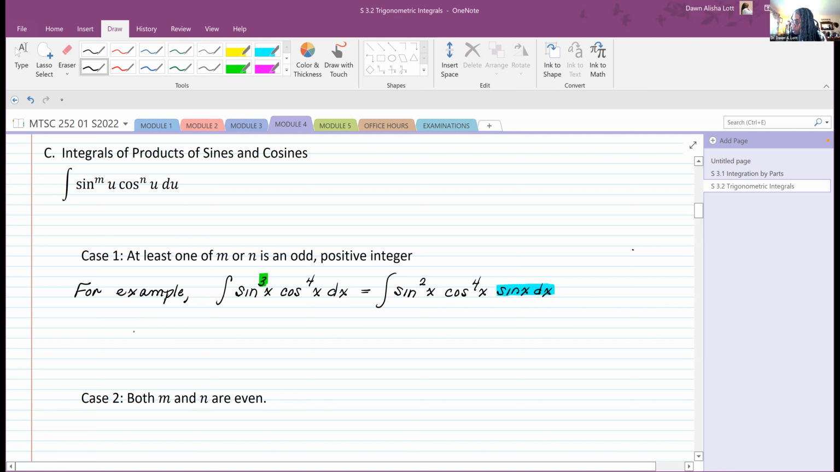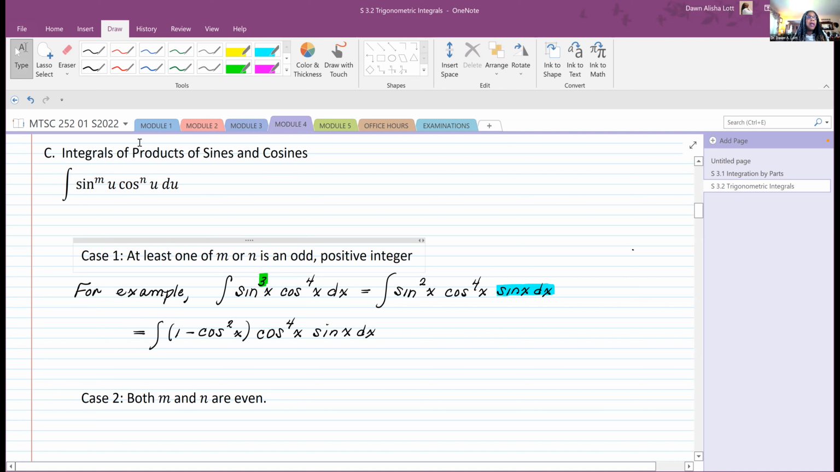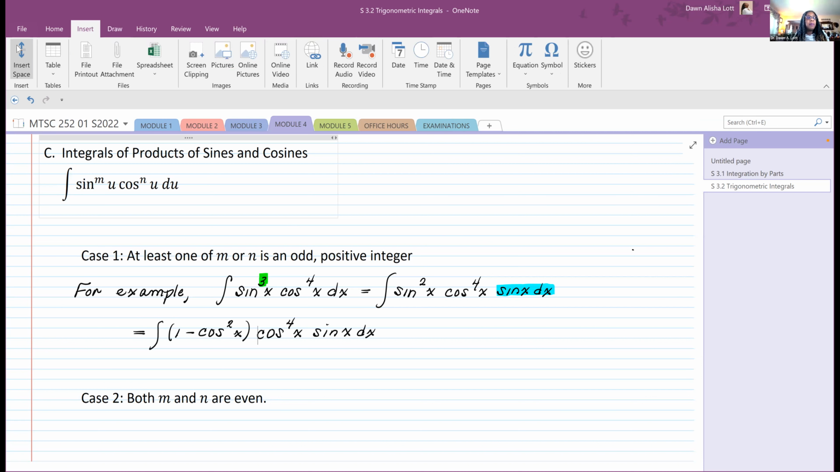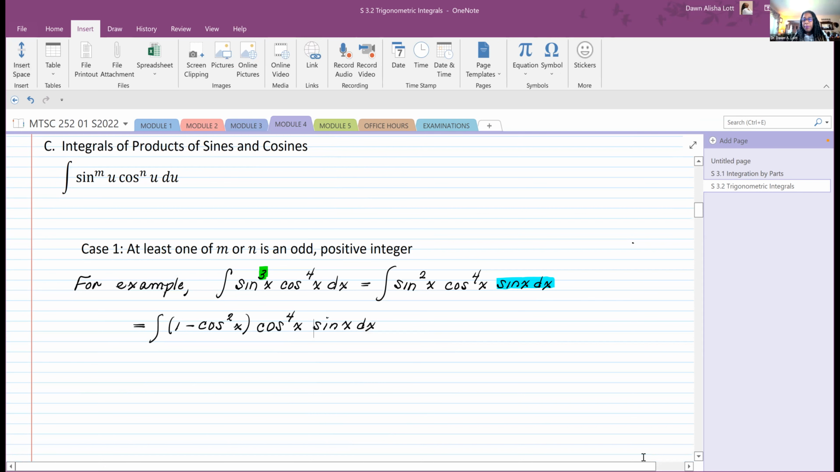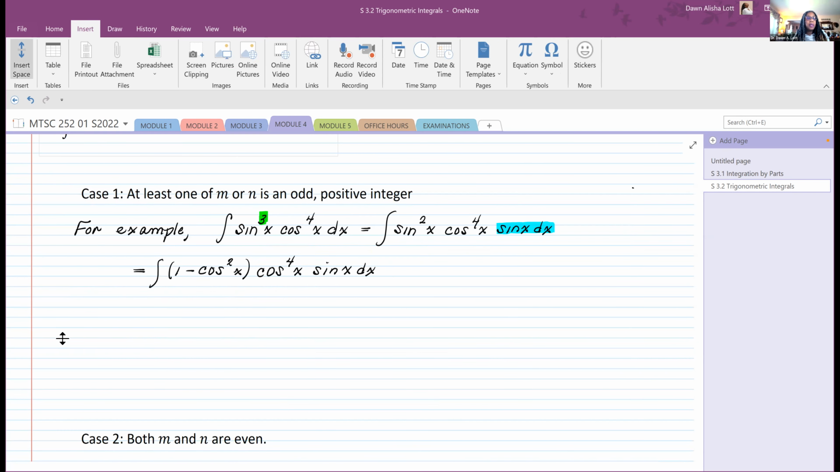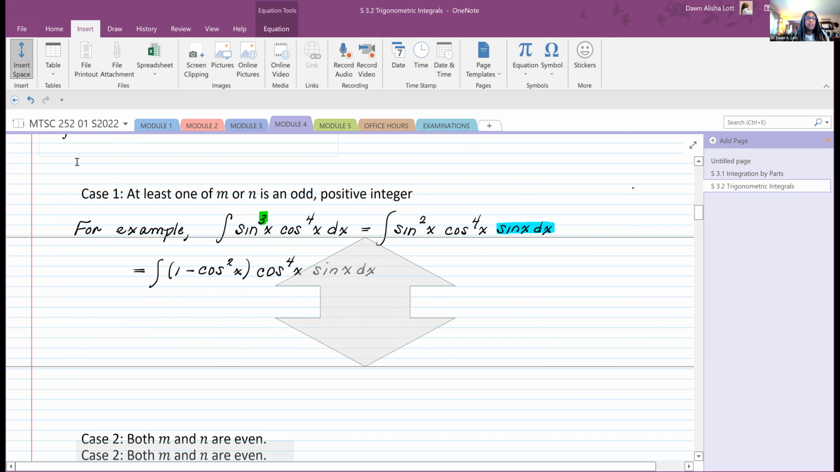So therefore, this becomes the integral of 1 minus cosine squared of x, and then we have cosine to the fourth of x, and then I have the sine of x dx. Okay, so these ones are actually rather easy. You may get bogged down a little bit in the algebra, depending upon how many powers there are to this function. But for the most part, this is a fairly reasonable problem to do.